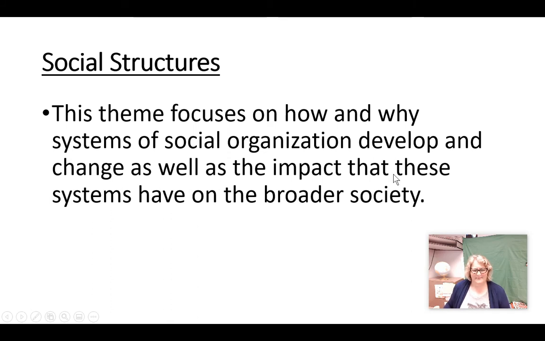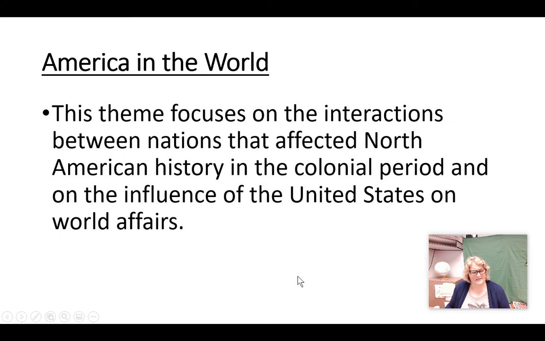Okay, how did they impact these systems, or what was the impact of this caste system on the broader society? We start to see a system where skin color determines a person's social stature. So that's going to have short-term and long-term effects in what becomes the United States. Okay, the third theme is America in the world.